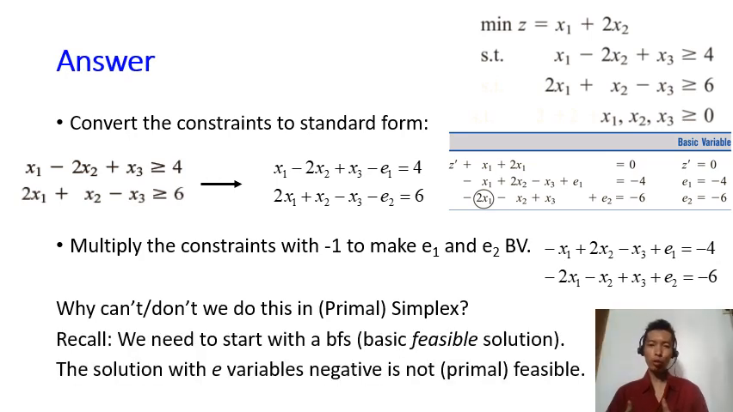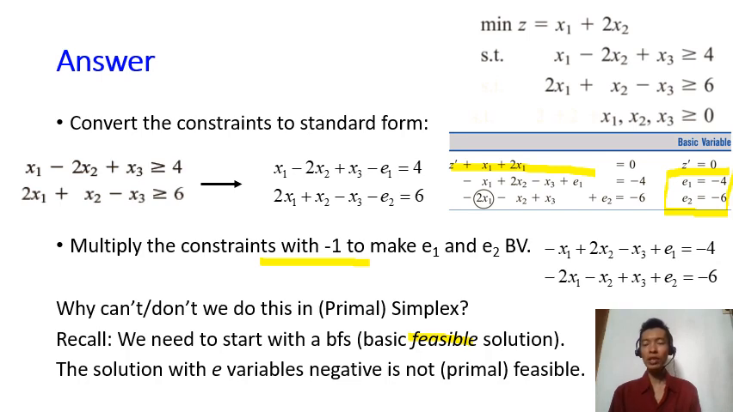The reason is that if you recall what we did in primal simplex, we need to start with a BFS, basic feasible solution. This kind of solution with E variables equal to -4 and -6 is not feasible in the primal problem, because all variables including E1 and E2 in the primal LP must be greater than or equal to 0. So it is not primal feasible, so we cannot proceed with primal simplex. However, because this is dual feasible, we may proceed with dual simplex. So that's the reason.